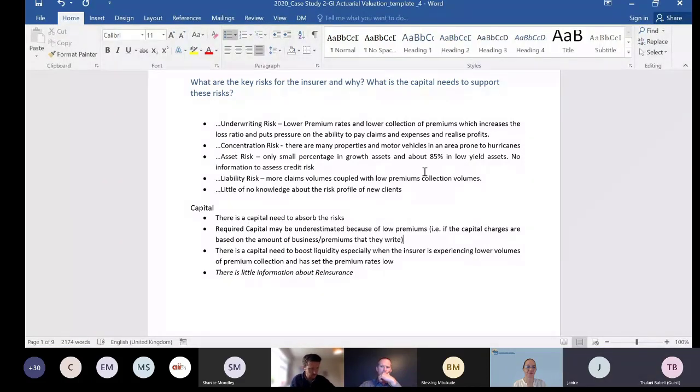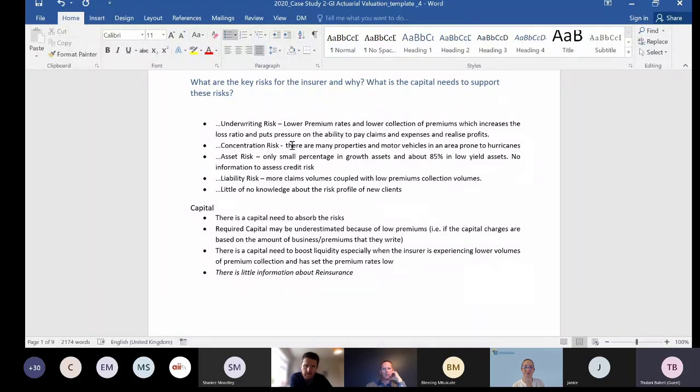Yeah. So we've identified number one, the underwriting risk as one of the major risks, because there's lower premium rates, and then there's also lower collection of premiums, which increases the loss ratio and puts pressure on the ability to pay claims and expenses, and also to realize the profits. We also noted down the concentration risk from the fact that there are many properties and motor vehicles in an area very prone to hurricanes. And asset risk, there's only a small percentage in growth assets and about 85% in low yield assets.